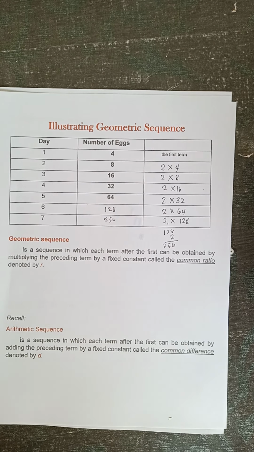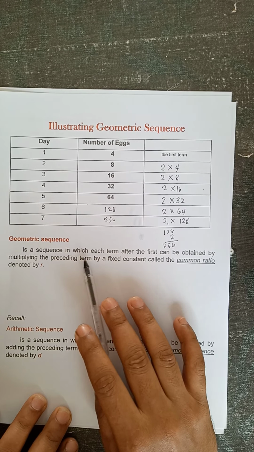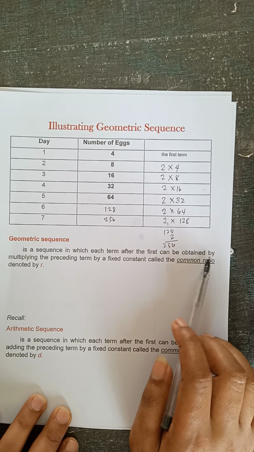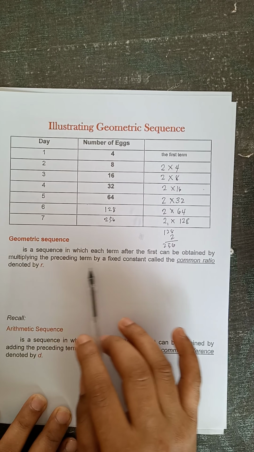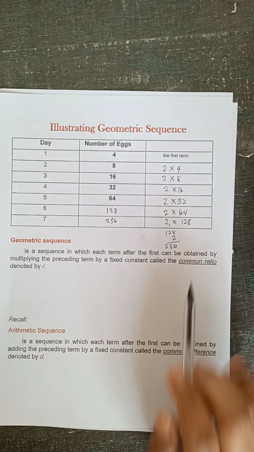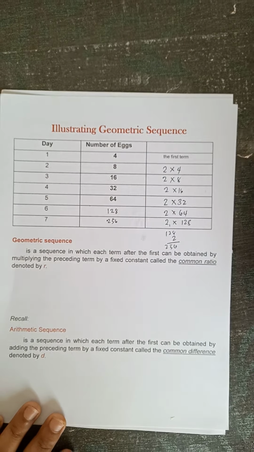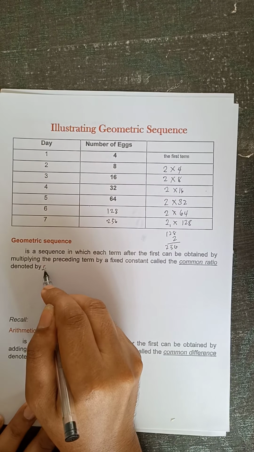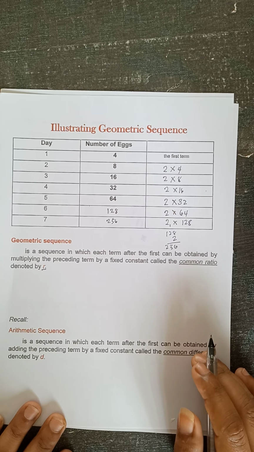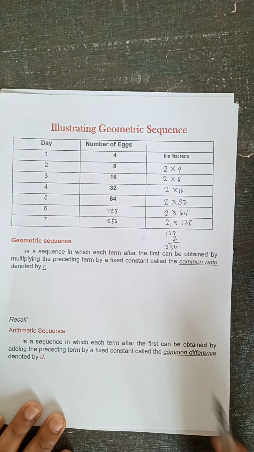Now in definition, it is called a geometric sequence when each term after the first can be obtained by multiplying the preceding term by a fixed constant called the common ratio. In a geometric sequence, we can obtain r by dividing any term by the preceding term. Let us look at our example above.